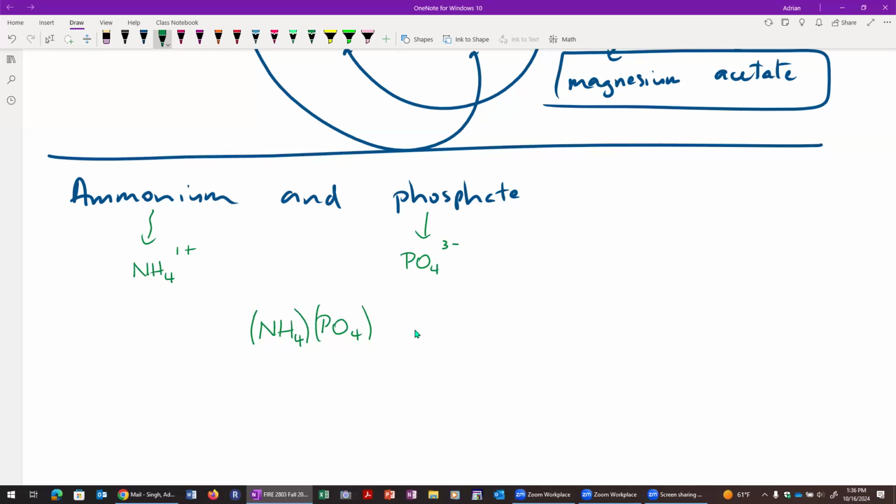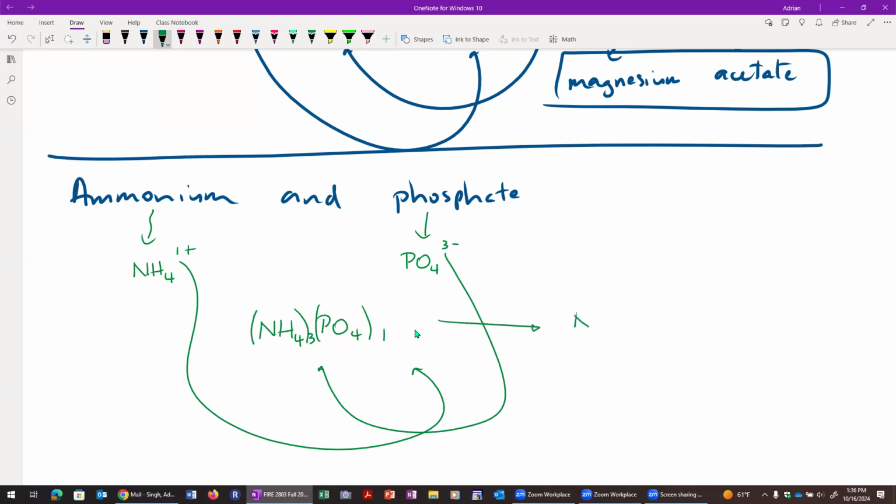So the 1 here on the ammonium goes on the outside of the phosphate, and then the 3 on the phosphate goes on the outside of the ammonium. So I end up with NH4 3 times. So I need the parentheses, definitely. But now I only have 1 of the phosphate, and when you only have 1 of the polyatomic, then you can get rid of the parentheses. So it just becomes (NH4)3PO4, right? That's your final formula.